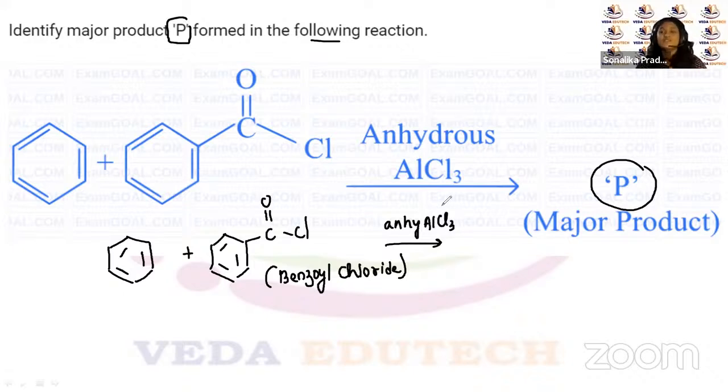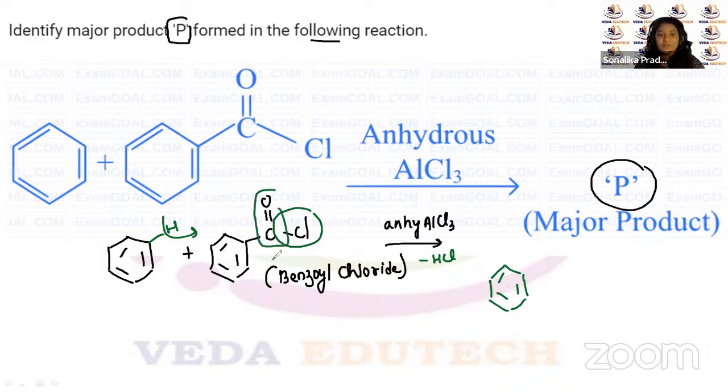So it's just like your what, children? A Friedel-Crafts reaction. It's just like the Friedel-Crafts reaction. So what is going to happen? HCl is going to be removed here. That means Cl minus from here is going to go, and your H is going to go from here, right? So when HCl is going to get removed, then what are you going to get, children?